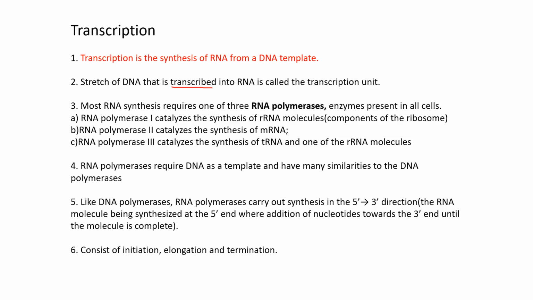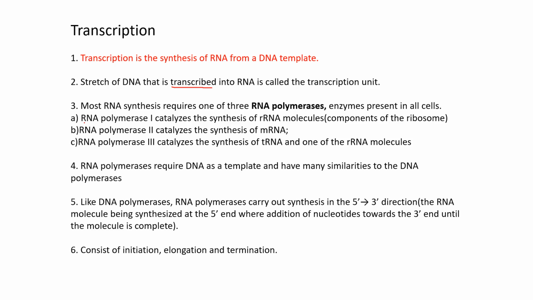Most RNA synthesis requires one of three RNA polymerases, enzymes present in all cells. Meaning to say, in eukaryotes, every cell has three types of RNA polymerase. Each one of these has a different function, but for your level, it's sufficient for you to mention only RNA polymerase.